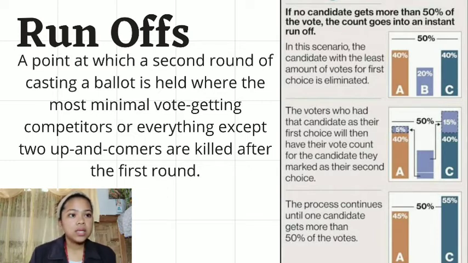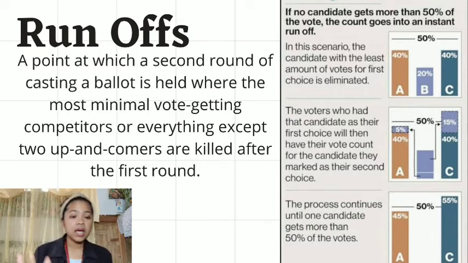Now, the A and C candidates had 40%, but the 20%, or half of candidate B's percent, will be divided between them. But as you can see, only 5% is added to candidate A. So candidate C is at 15%. So candidate C is the highest percent. Now the process continues until one candidate gets more than 50% of the votes.